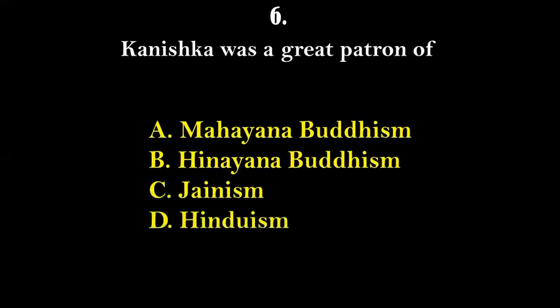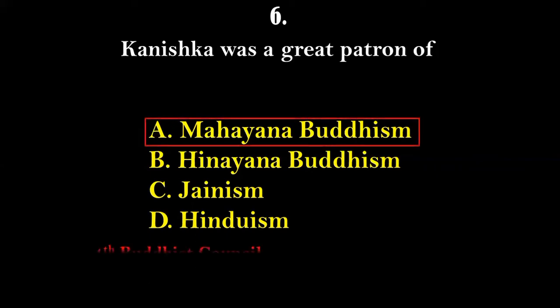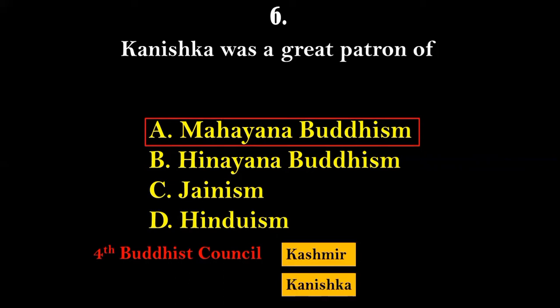Question number 6. Kanishka was the great patron of which of the following religion? Mahayana Buddhism, Hinayana Buddhism, Jainism, or Hinduism. And the right answer for this will be option number A, that is Mahayana Buddhism. It is also believed that the 4th Buddhist Council was held at Kashmir during the time of Kanishka, and it was chaired by Vasumitra and Asvaghosha. So among the 4 Buddhist Councils, the 4th was held at Kashmir during the time of Kanishka, as he was the great patron of Mahayana Buddhism. And it was during this 4th Buddhist Council that we see the split of Buddhism into 2 parts, that is Mahayana and Hinayana Buddhism.